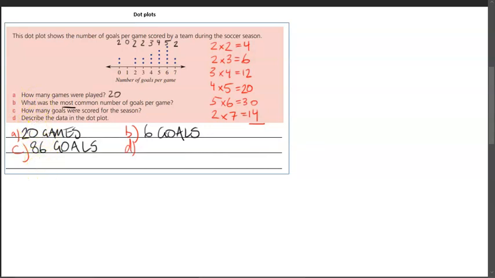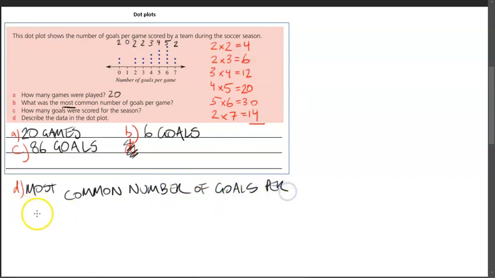So how we describe this, I'm actually going to write D at the bottom here so I have a bit of room. So with D, we're going to say that the most common number of goals per game, and this one was the category for 6. So most common number of goals per game was 6.